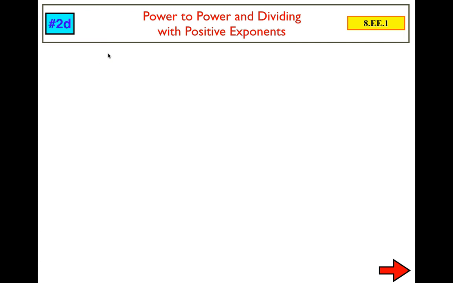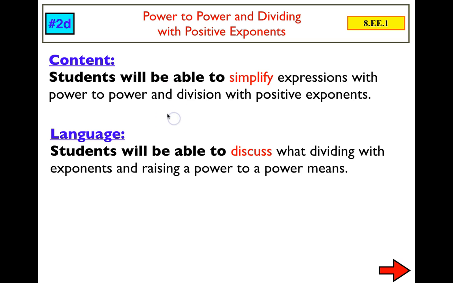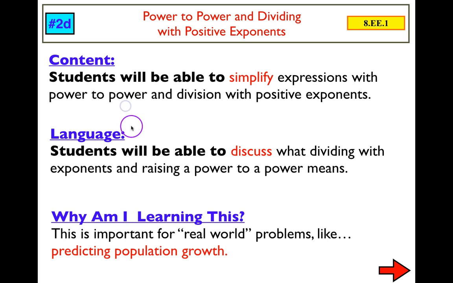Today we're going to be going over power to power and dividing with positive exponents. The content objective is students will be able to simplify expressions with power to power and division with positive exponents. The language objective is students will be able to discuss what dividing with exponents and raising a power to power means. And why am I learning this?